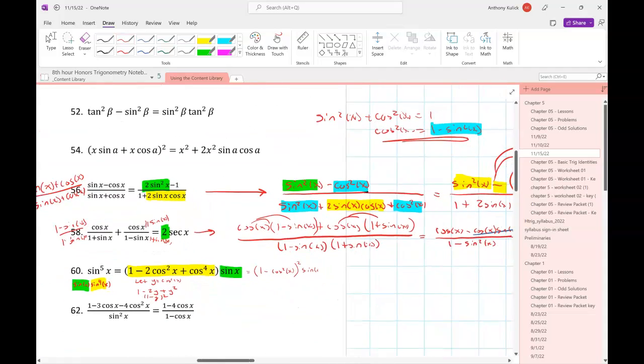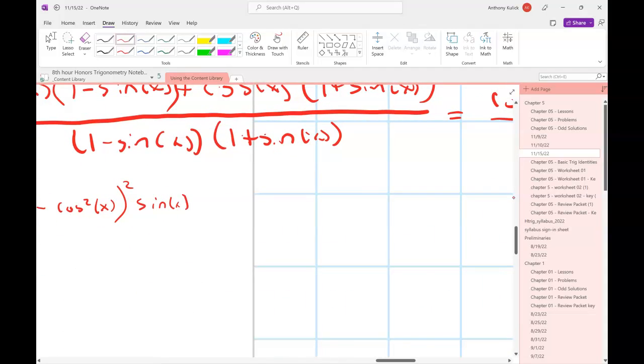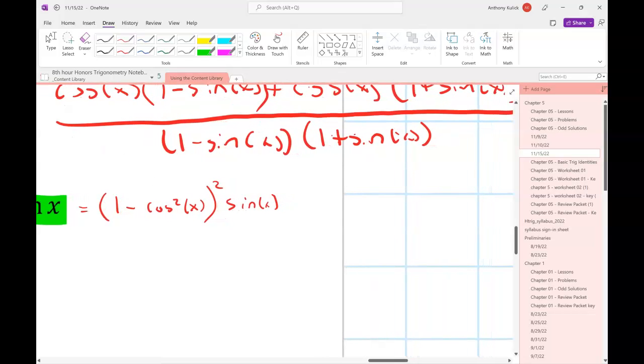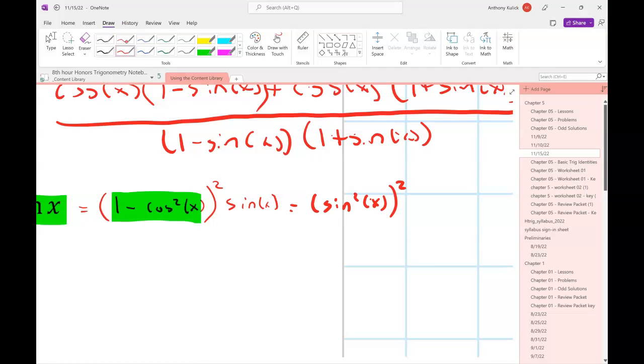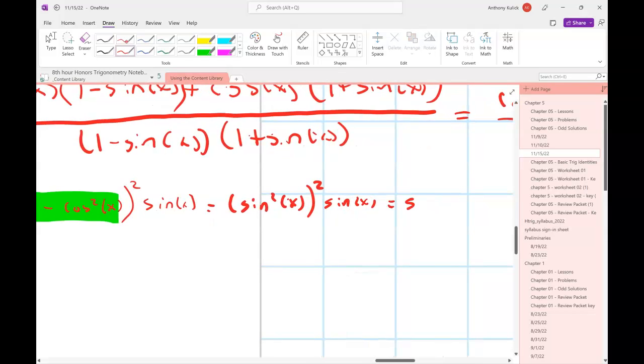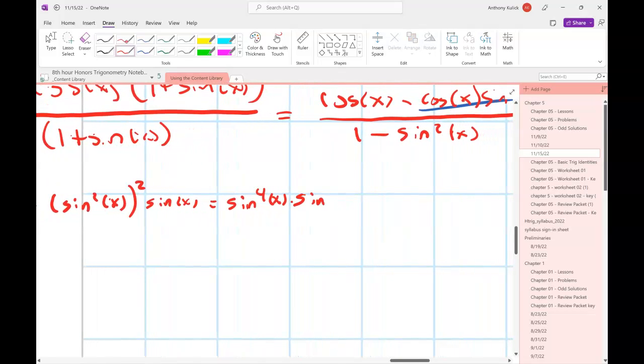Does that seem okay? What's this? And what's sine squared squared? Sine to the fourth. And what's sine to the fourth times sine? Sine to the fifth. And that's what we were looking for.